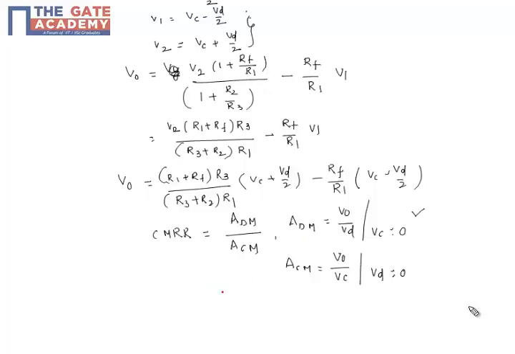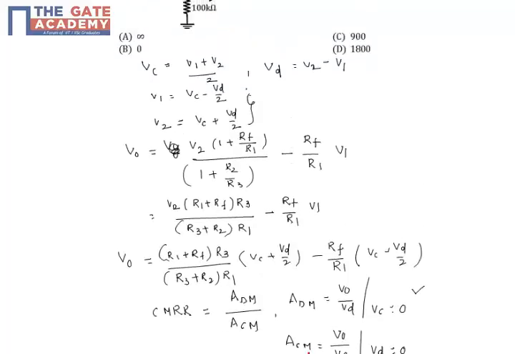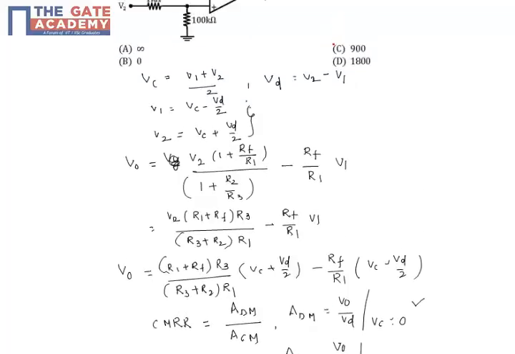So if you substitute here, you will get CMRR, which is approximately equal to 900. So from the given options, the answer is option C.